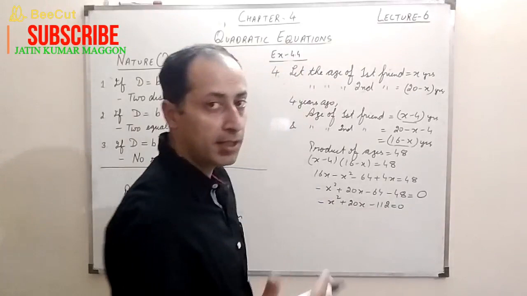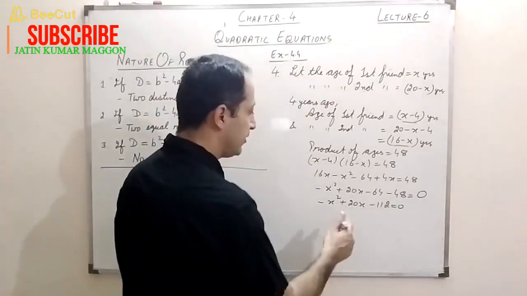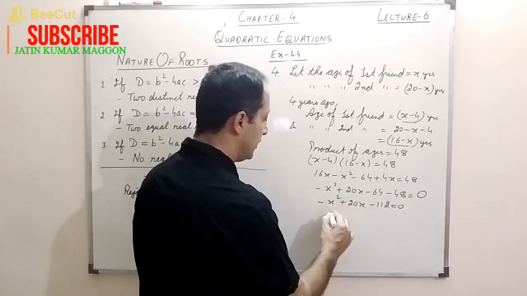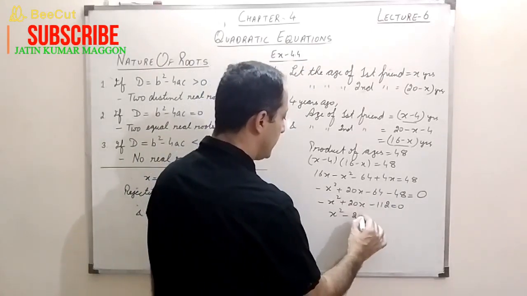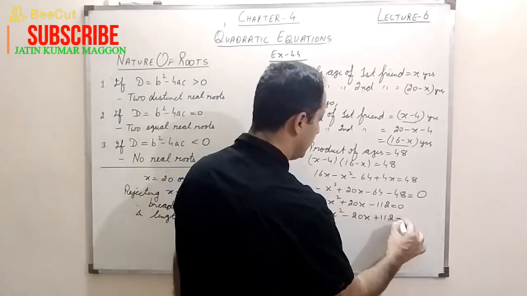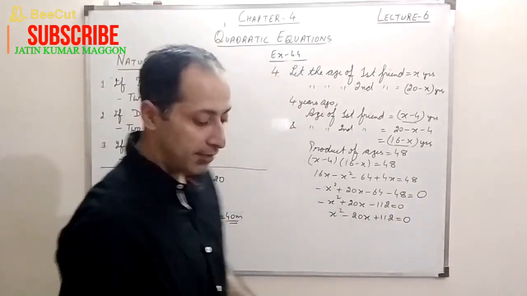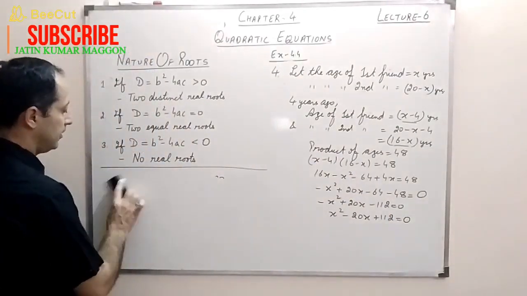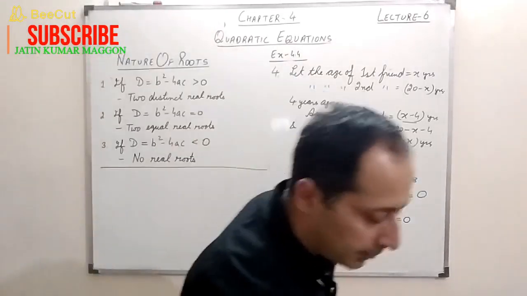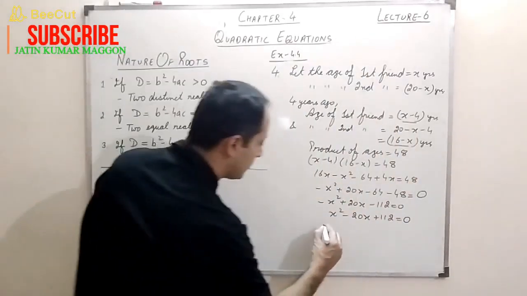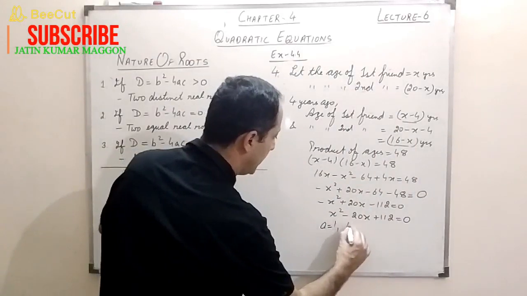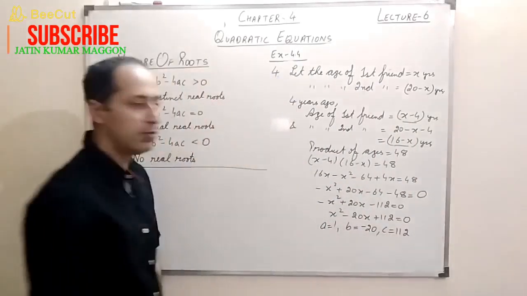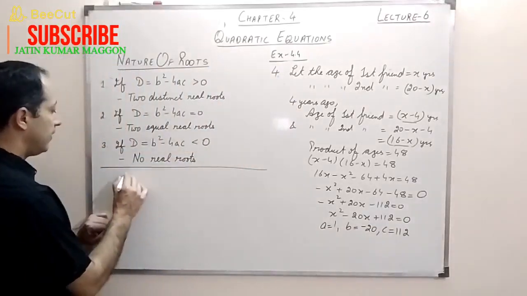Now obviously we have to convert the equation into the standard form. So when we convert to standard form, this negative sign has to be changed, so we change the signs of all the terms. So it becomes x squared minus 20x plus 112 equals to 0. Now what we have to do? We have to find the discriminant for this question. So we compare with the general form. We have a equals to 1, b equals to minus 20, and c equals to 112. Right?